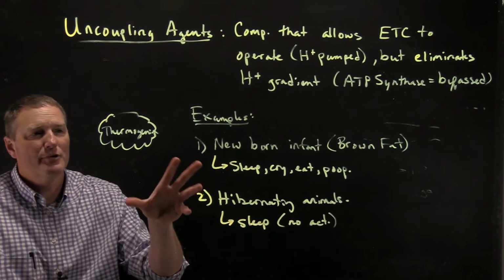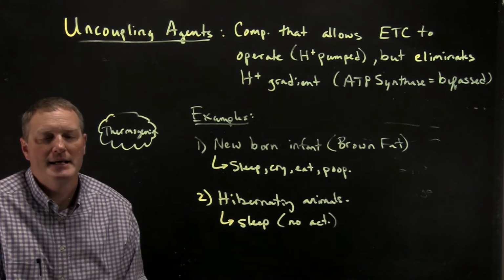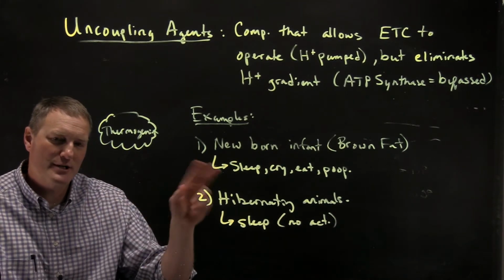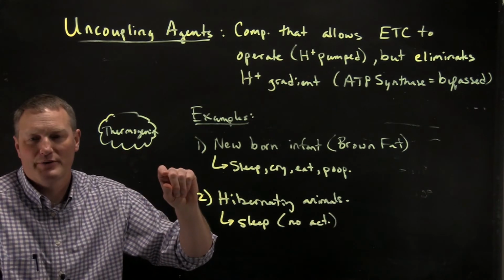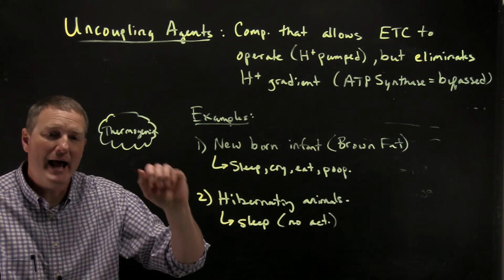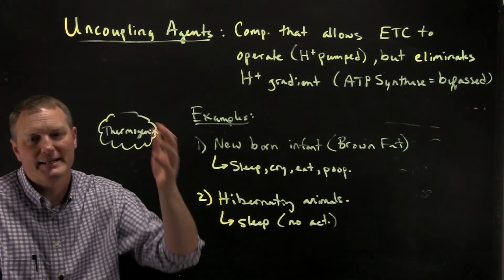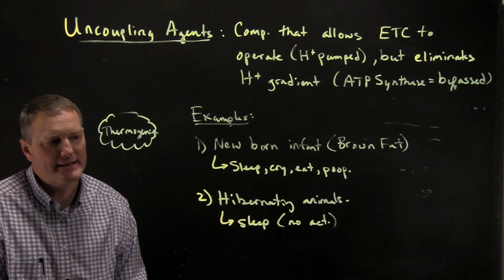So these two examples show how this chemical uncoupling agent can allow the electron transport chain to flow, which will result in the production of heat. But that proton gradient that's formed is now not going to go through ATP synthase. It's going to go through thermogenin and bypass the ATP synthase.